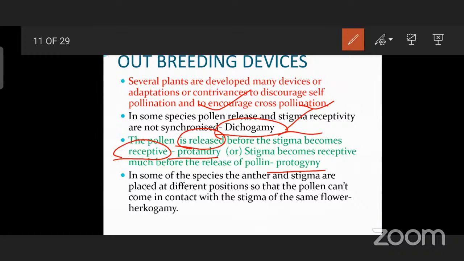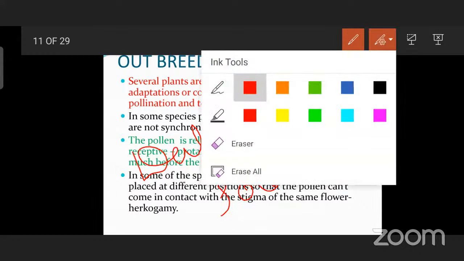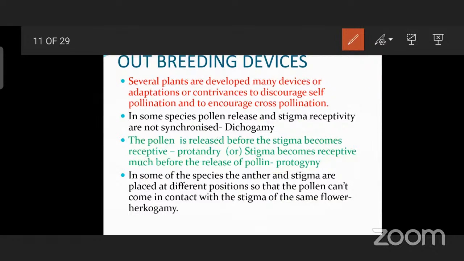And what is protogyny? The stigma becomes receptive much before the release of pollen grains. This condition is known as protogyny. Protandry example: sunflower. Protogyny examples: datura and solanum.